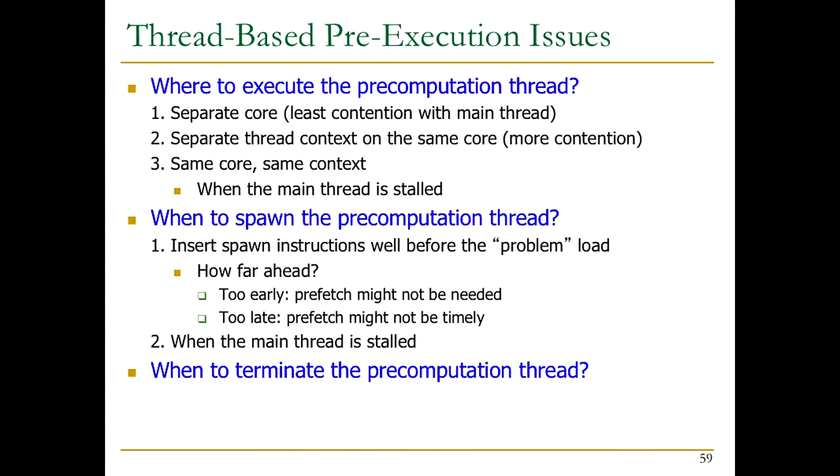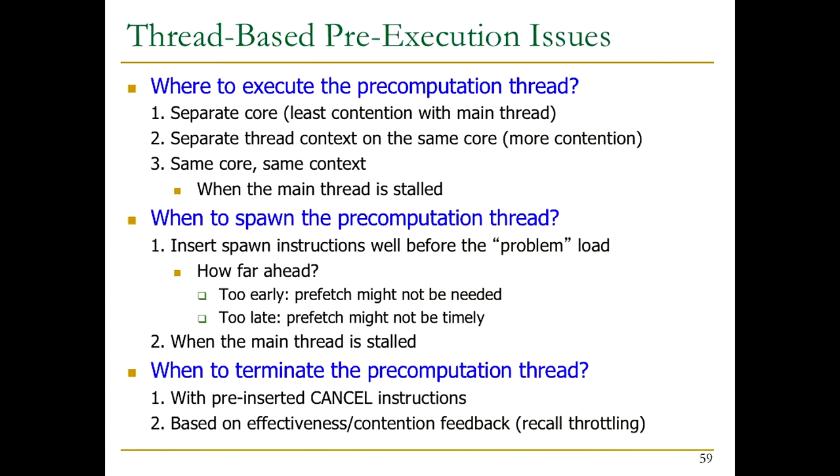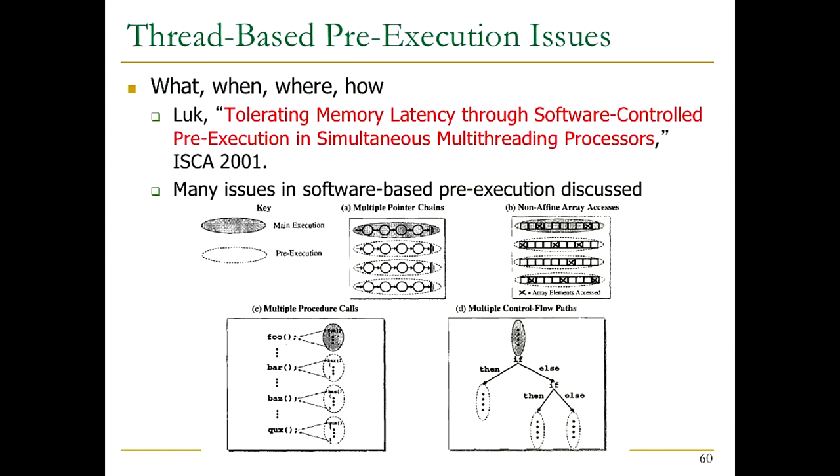Right? When the main thread is stalled, you can do this again. That's another design choice. When do you terminate the pre-computation thread? If you're doing it in software, you can actually insert cancel instructions, right? If you figured out that this thread is not going to be useful, under some conditions, you can cancel the thread. Or, again, based on throttling, you can throttle the thread. So there's a huge design space over here.